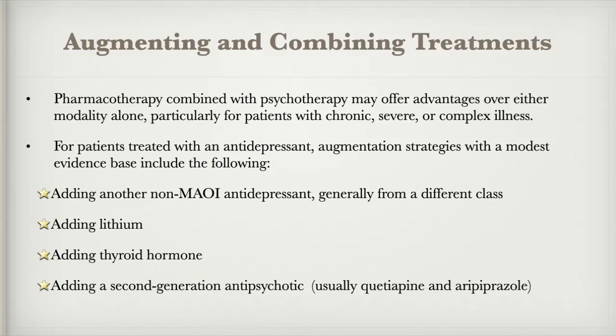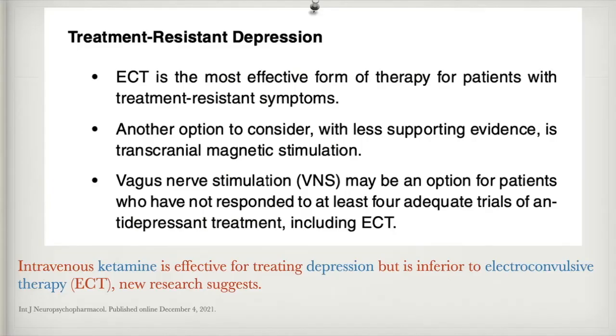And the other medications that we can add on are lithium and tyrosine, or the second generation antipsychotics, usually quetiapine and aripiprazole. So now we move on to treatment-resistant depression. If we have tried various antidepressants and the patient is not responding, then we can choose to undergo ECT, electroconvulsive therapy, which is found to be the most effective form of therapy for patients with treatment-resistant symptoms.